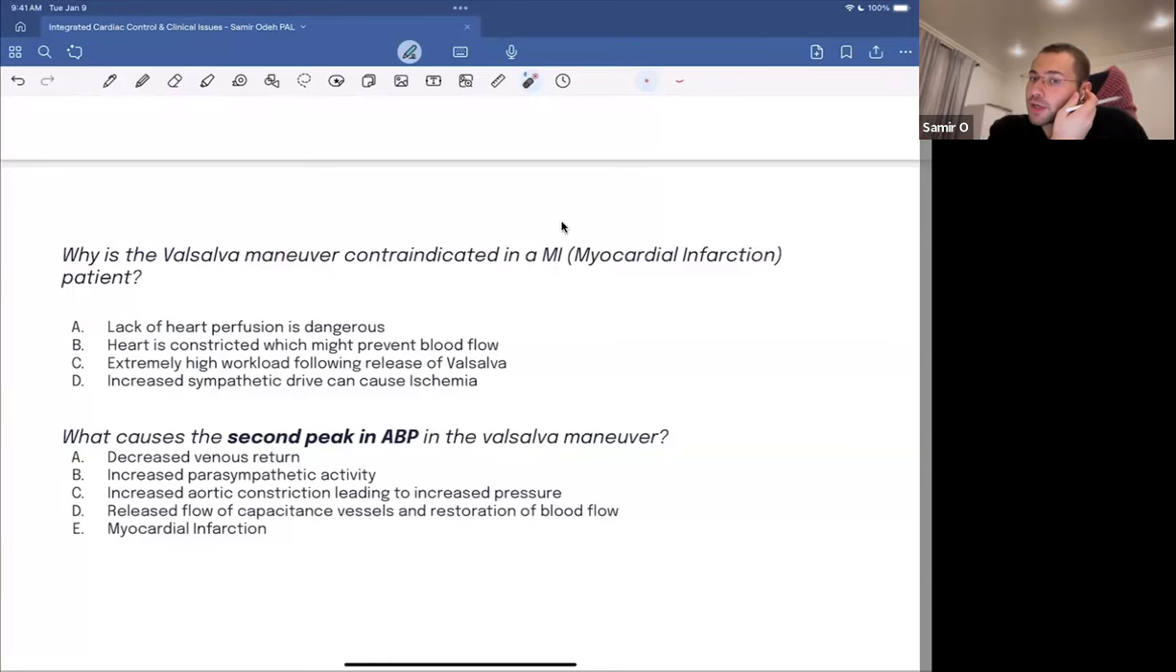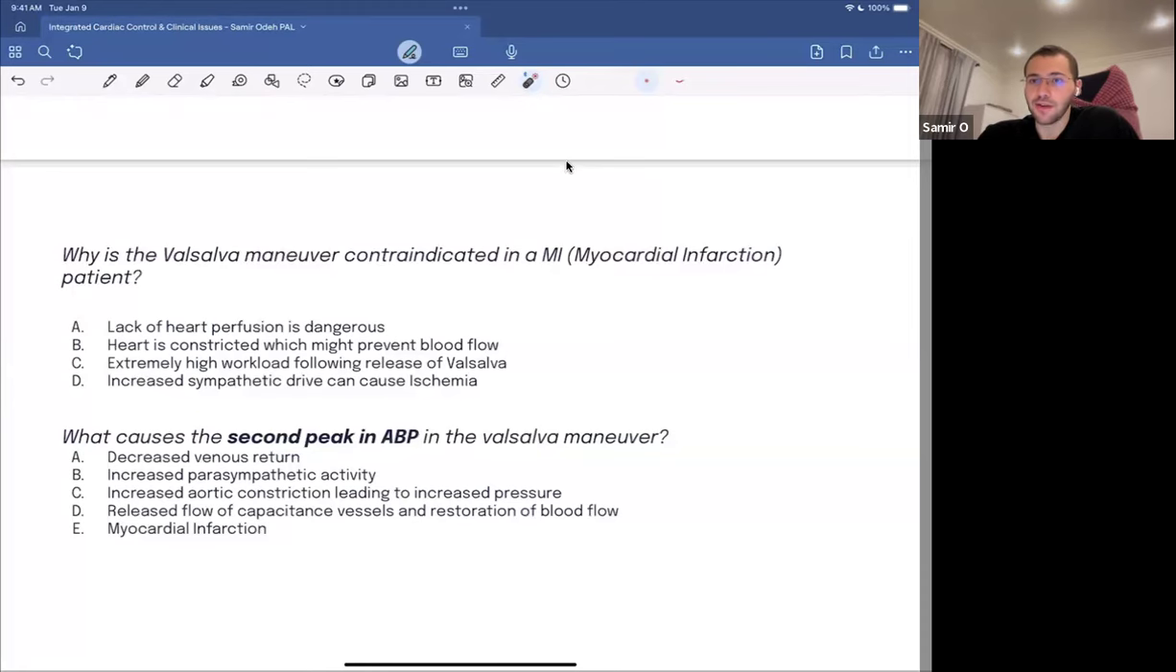Now, for each person, can you all just give me a one sentence explanation why? So someone is saying that increased aortic constriction leads to increased pressure in phase 4. And the second person says released flow of capacitance vessels and restoration of blood flow. I'm going to give you both just 30 seconds to type up an explanation.